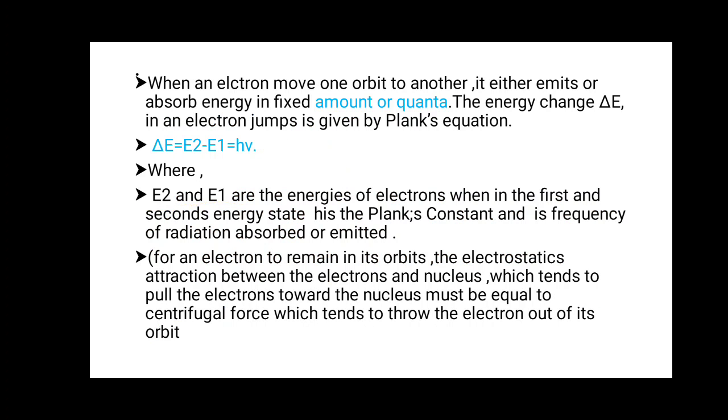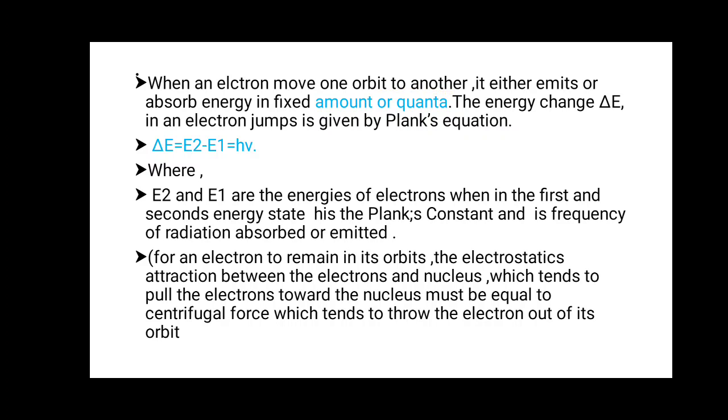Next, when an electron moves from one orbit to another orbit, it either emits or absorbs energy in a fixed amount, and that fixed amount is called a quantum.